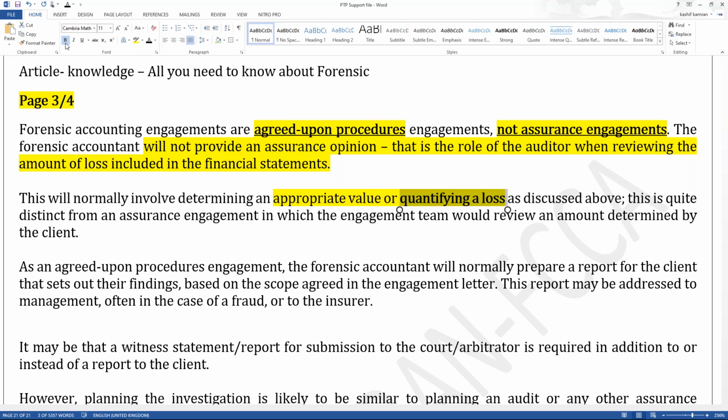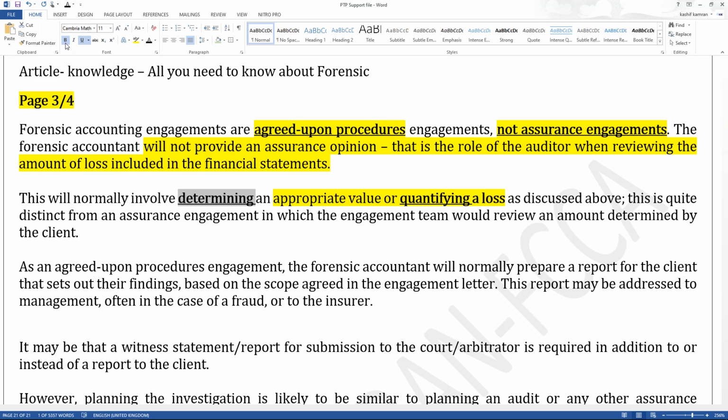This is quite distinct from an assurance engagement in which the engagement team will review the amount determined by the client. When you're performing the audit, the purpose of the audit is to review the amount which has been determined by the management. For example, the management determined the impairment loss, so the auditor will review the impairment loss, or the management has calculated the depreciation, so the auditor will review the depreciation expense. But because it's a forensic investigation, it is an agreed upon procedure. So are you just reviewing the amount of loss? No, you are quantifying a loss, which is very, very different. You are quantifying the loss, you are determining the loss. Are you finding the difference between forensic and audit? So in forensic, you need to determine the amount yourself from scratch, from zero.